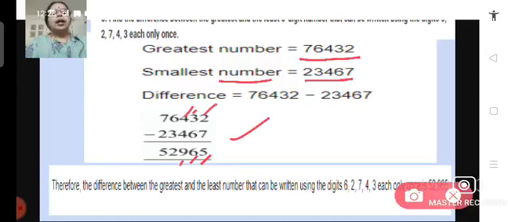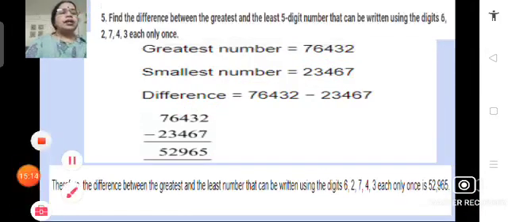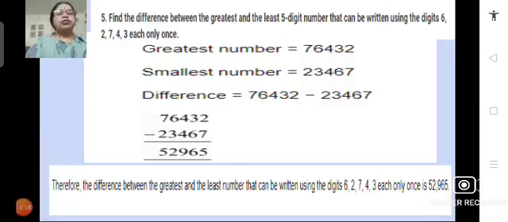Then in thousands place, we are left with 5. 5 minus 3, we get 2. And in 10,000 place, we have 7 minus 2, that is 5. So what is the number that we are getting? The difference of these two numbers will be 52,965.